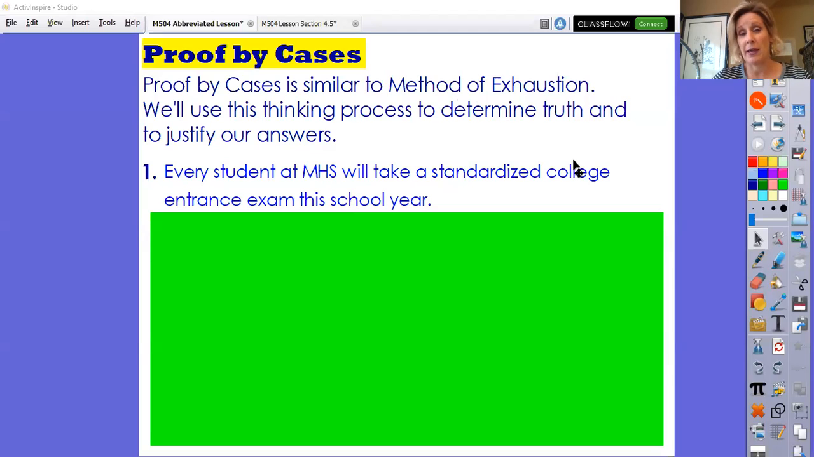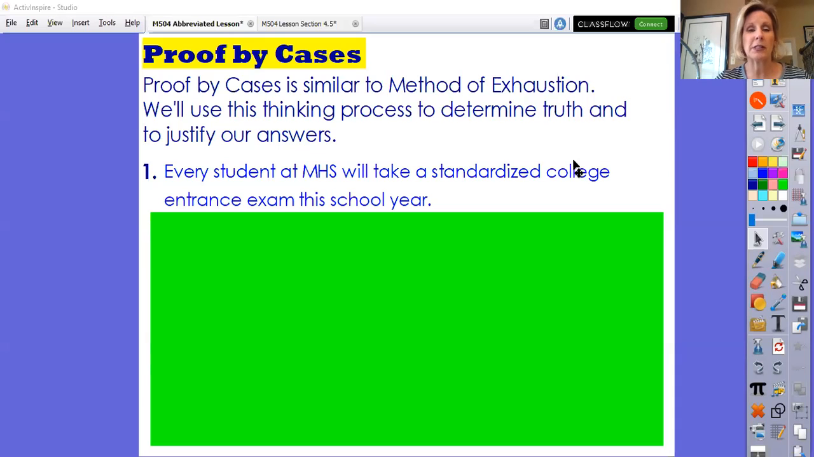In a geometry class, if you have a statement about angles, then your cases might be to test acute, obtuse, and right angles. If you're dealing with a statement about real numbers, you might test positive numbers, negative numbers, and 0. If you're dealing with a statement about integers, you might test even integers and odd integers. We are going to do some complete proofs by cases, but largely we'll use this type of reasoning to determine the truth of a statement.